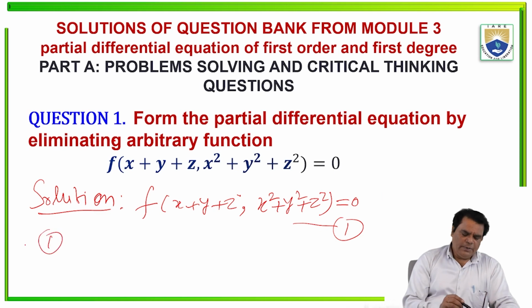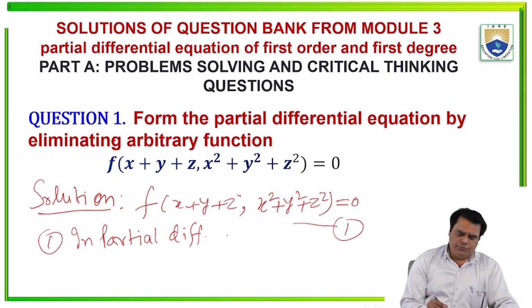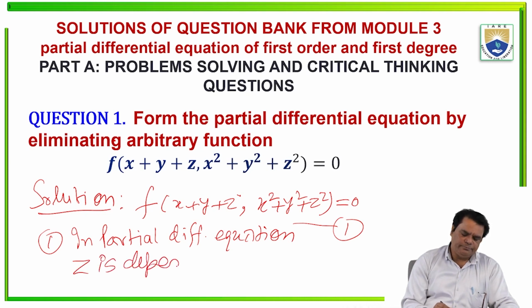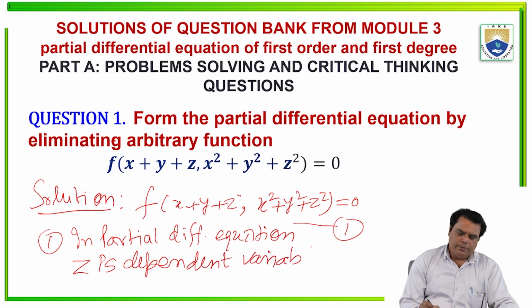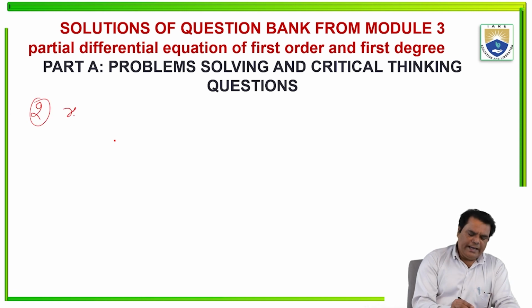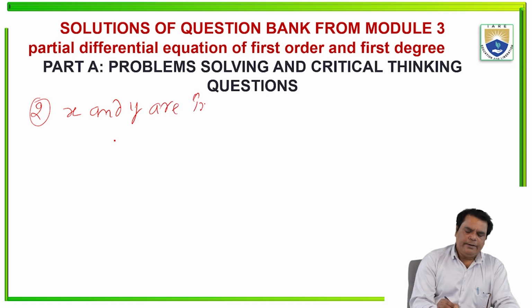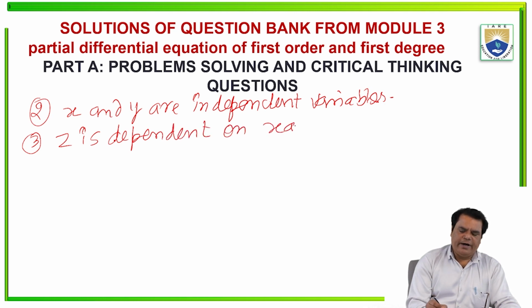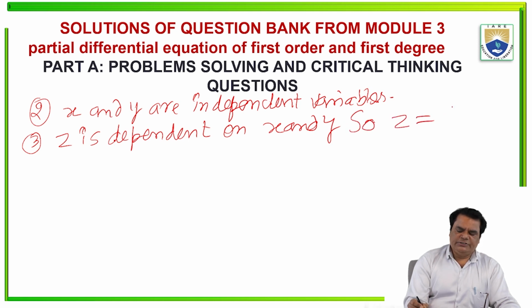Number one, in a partial differential equation, z is the dependent variable. Point 2, x and y are independent variables. Point 3, z is dependent on x and y, so z is a function of x, y.